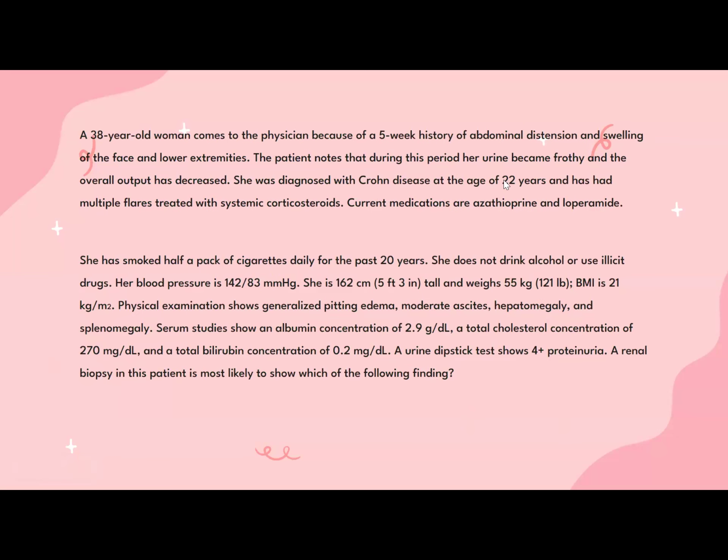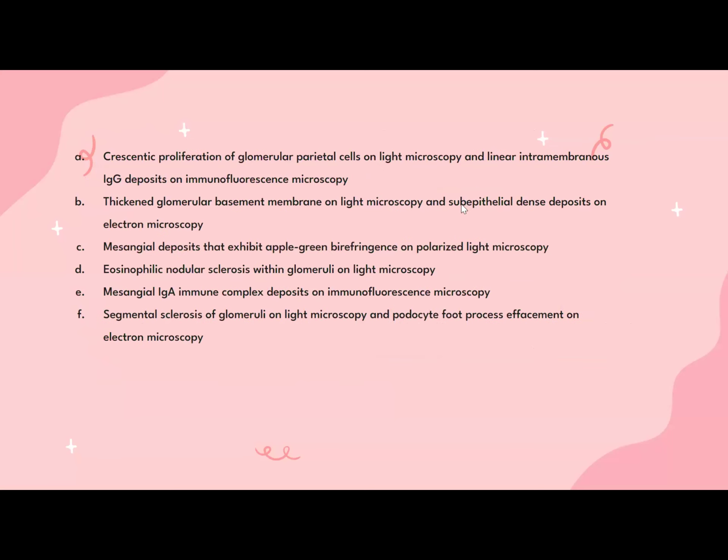Now, something that I want you to remember is the fact that she has Crohn's disease. She's had it for a while, which is an inflammatory bowel disease. So what are we expecting? What kind of nephrotic are we expecting in this patient? We're expecting C, mesangial deposits that exhibit apple green birefringence on polarized light microscopy.